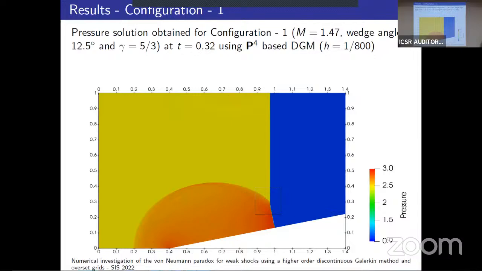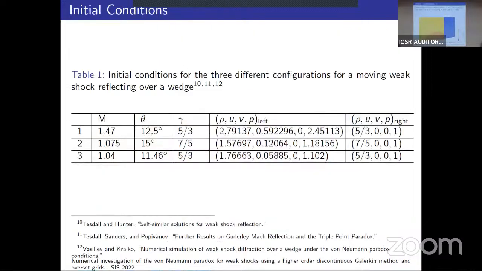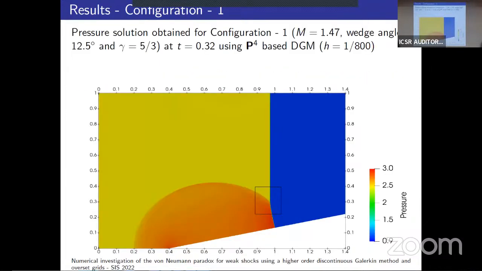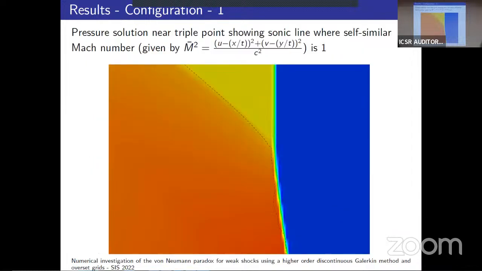So now first I will show the zoomed-in location. I mean, I'll zoom in on the solution at this location by about 3 orders of magnitude and show the solution there. Here, I show the pressure solution for the grid size h = 1/800 for the full solution which I have shown before.